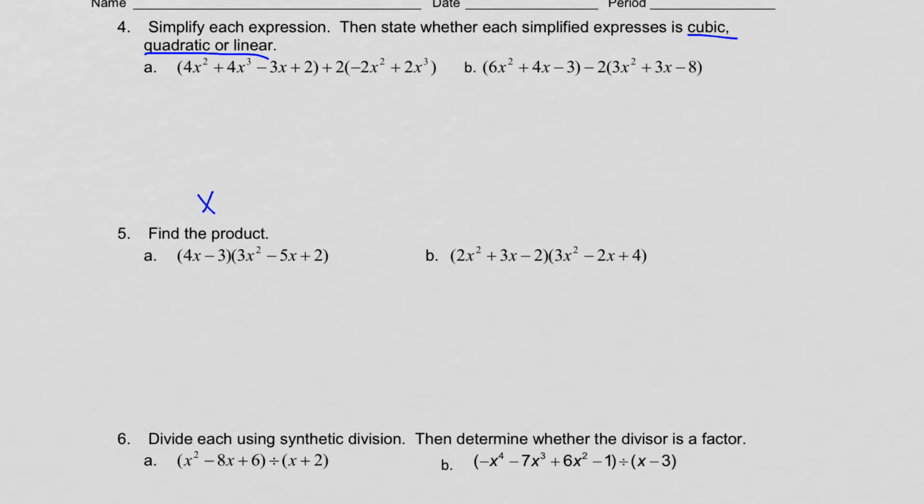If you see an x cubed, then it's cubic. If you see an x squared, then it's quadratic. If you see x, then it's linear. Okay. If you see no x, just constants, like 4, 5, 6, whatever, it's still linear. Okay, it's a linear equation because it still creates a straight line.